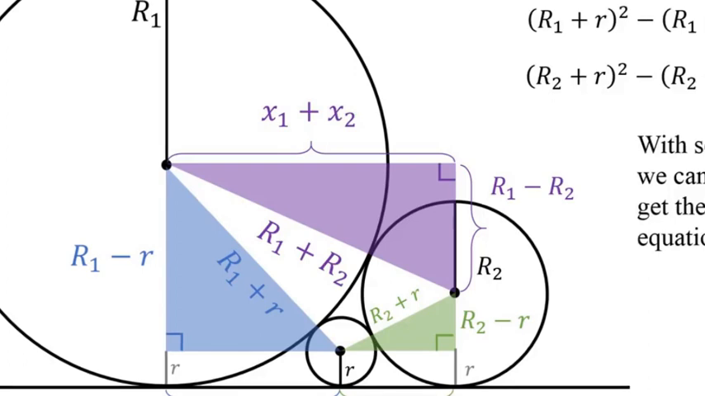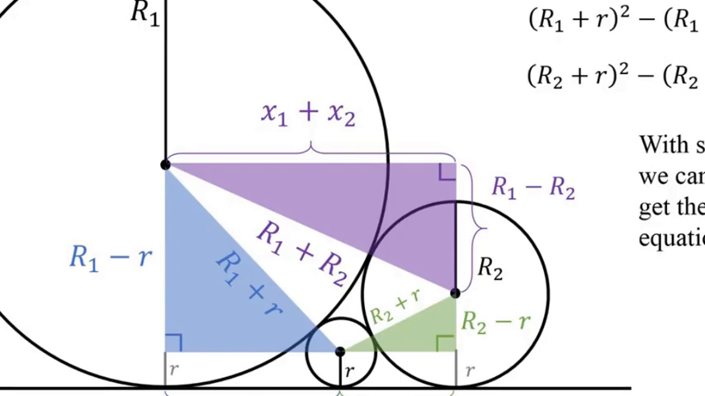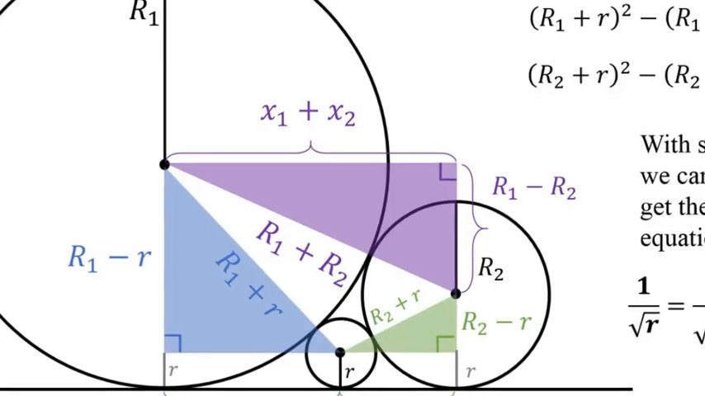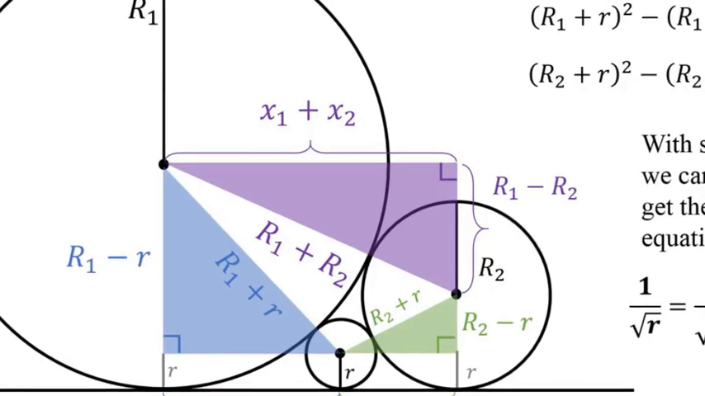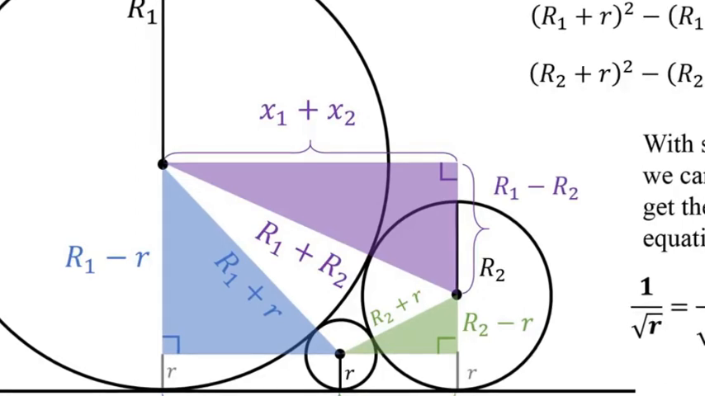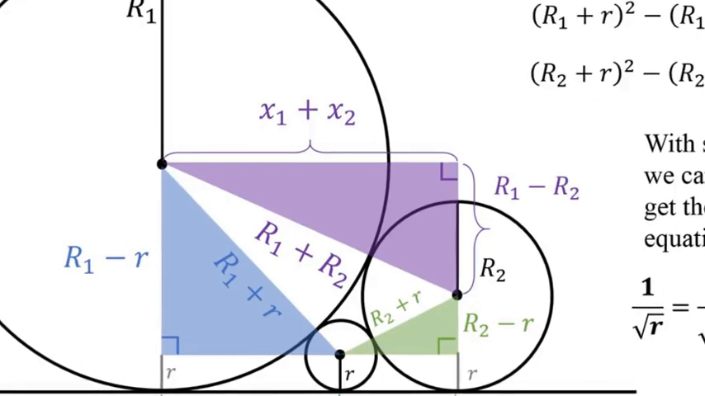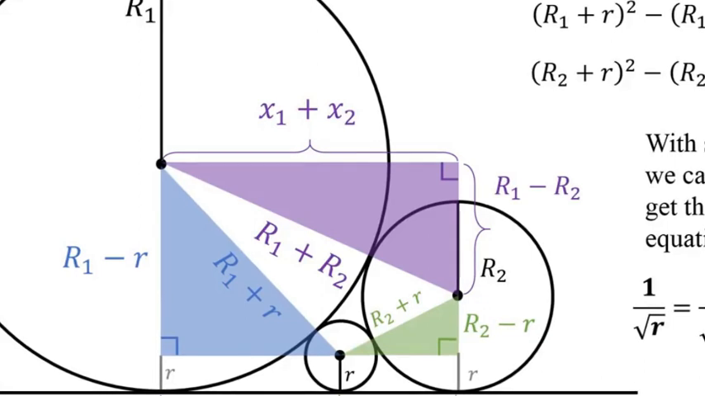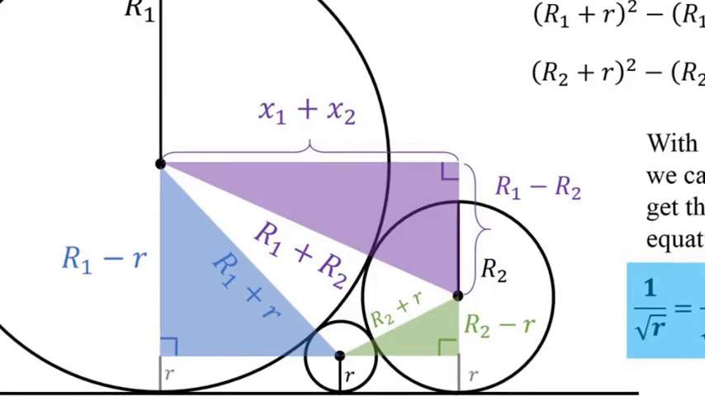Now, with some effort, we can solve for r, little r that is, and we'll get the following equation. 1 divided by the square root of r is equal to 1 divided by the square root of R1 plus 1 divided by the square root of R2. And like magic, we figured out an equation that we can solve for little r regardless of the values of big R1 and big R2. Tremendous. Did you figure it out? And did you solve for this general relationship?